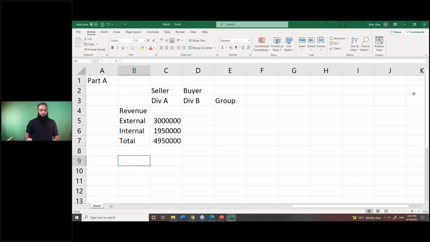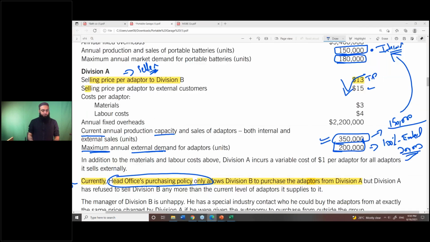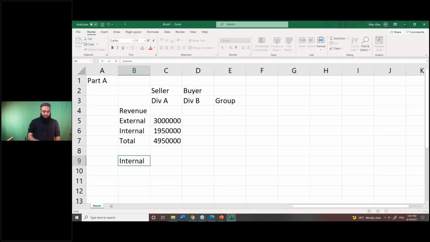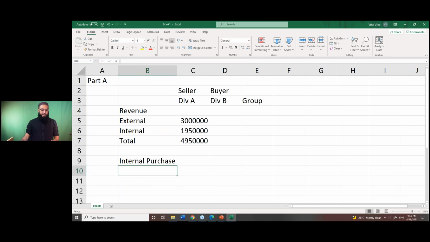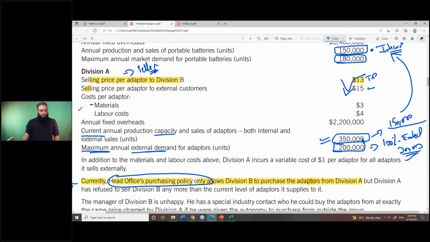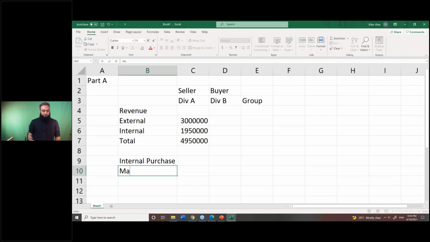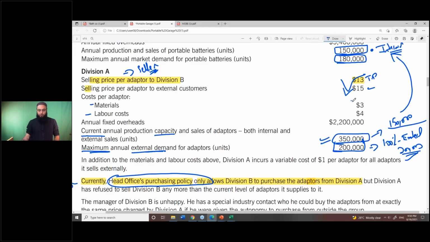Simple. Now the cost. Okay. Internal purchases. So division A has no internal purchases, right? Material, labor, fixed cost. 3, 4, and units that I'll use will be 350,000. I'm sure you will agree, right? Because it's a variable cost. So I need to charge on all the units that I produce and sell.